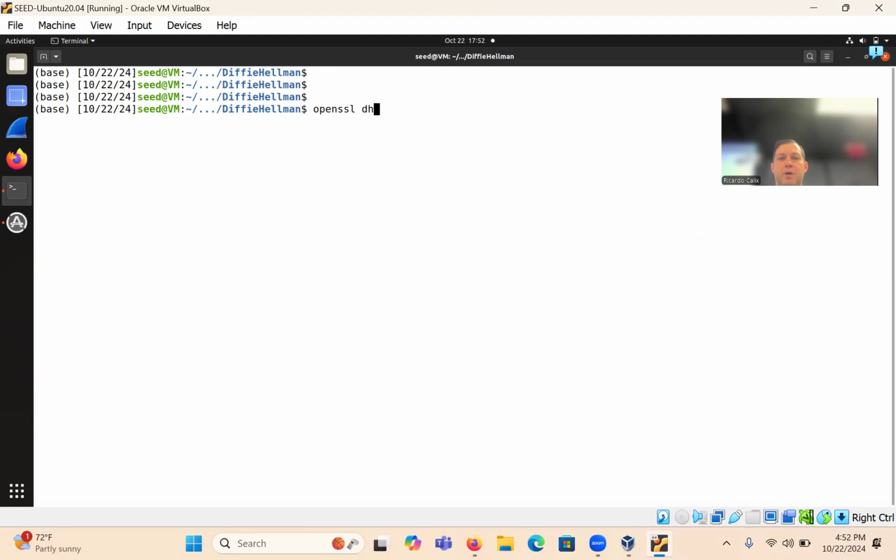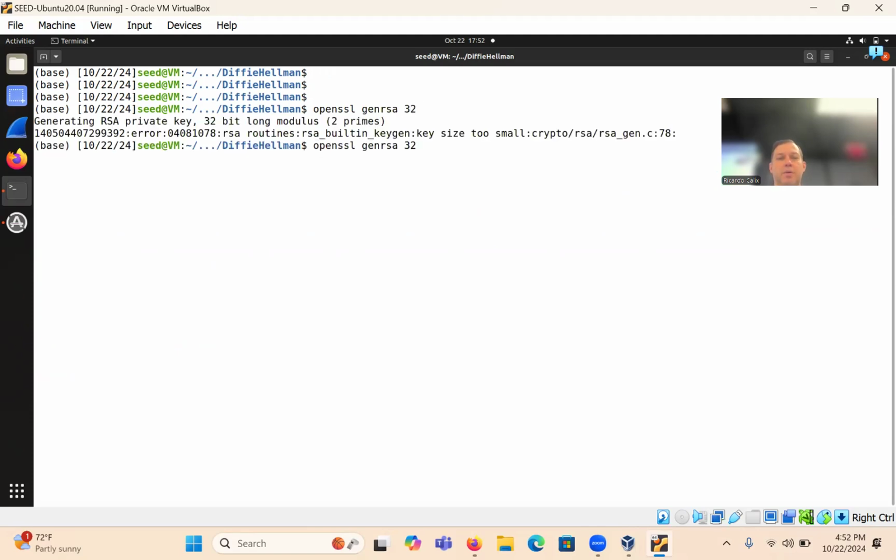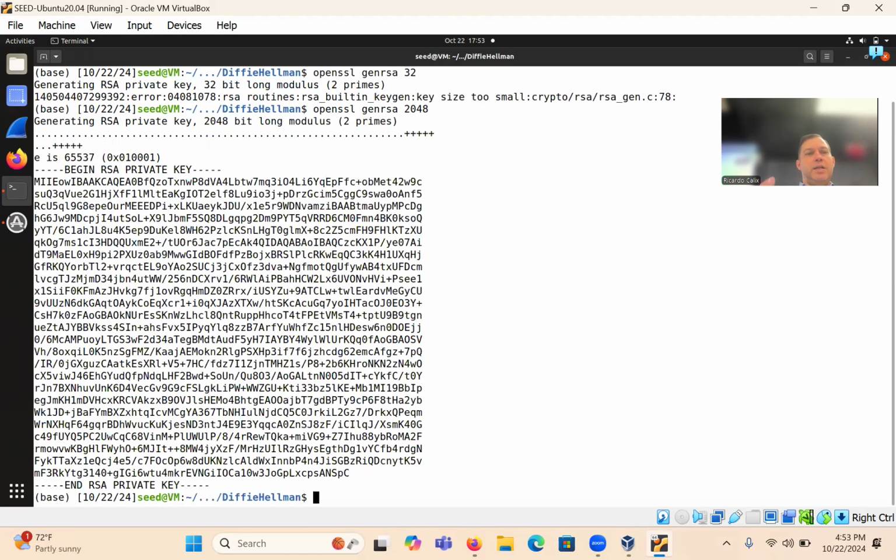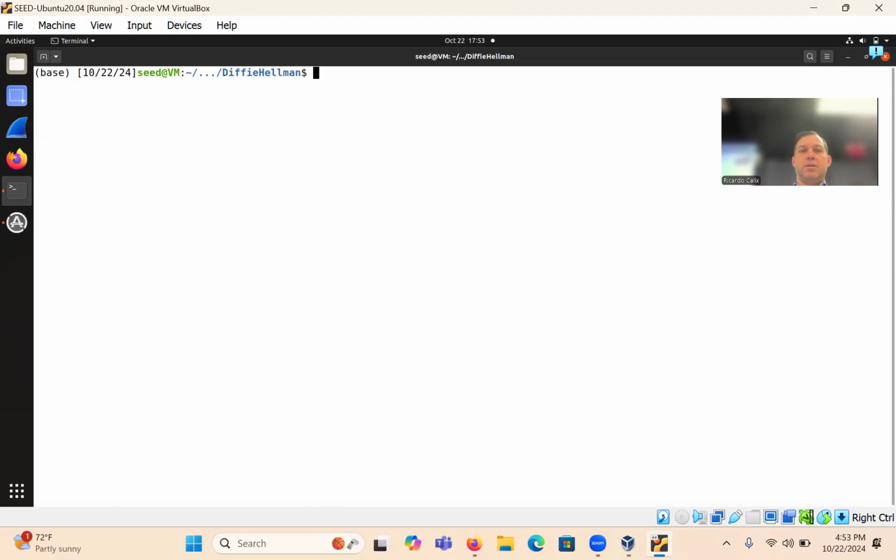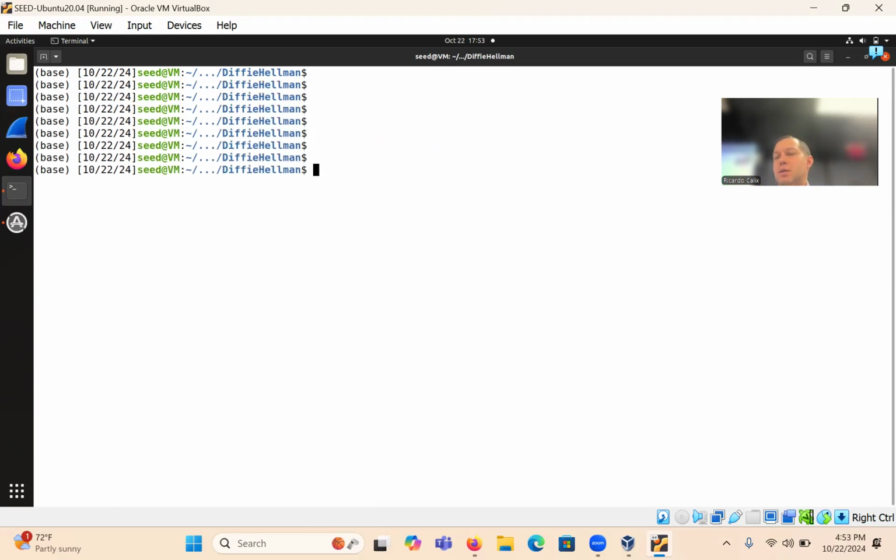We did this already for RSA, if you remember, OpenSSL genrsa, and I tried 32 the other day, and that was too small. So in this case, I can try 2048, which should be about a similar key size. This is just a key, right? So we're just thinking of one key or the other that we can use, and how long it took. Did you see that it was faster, right?